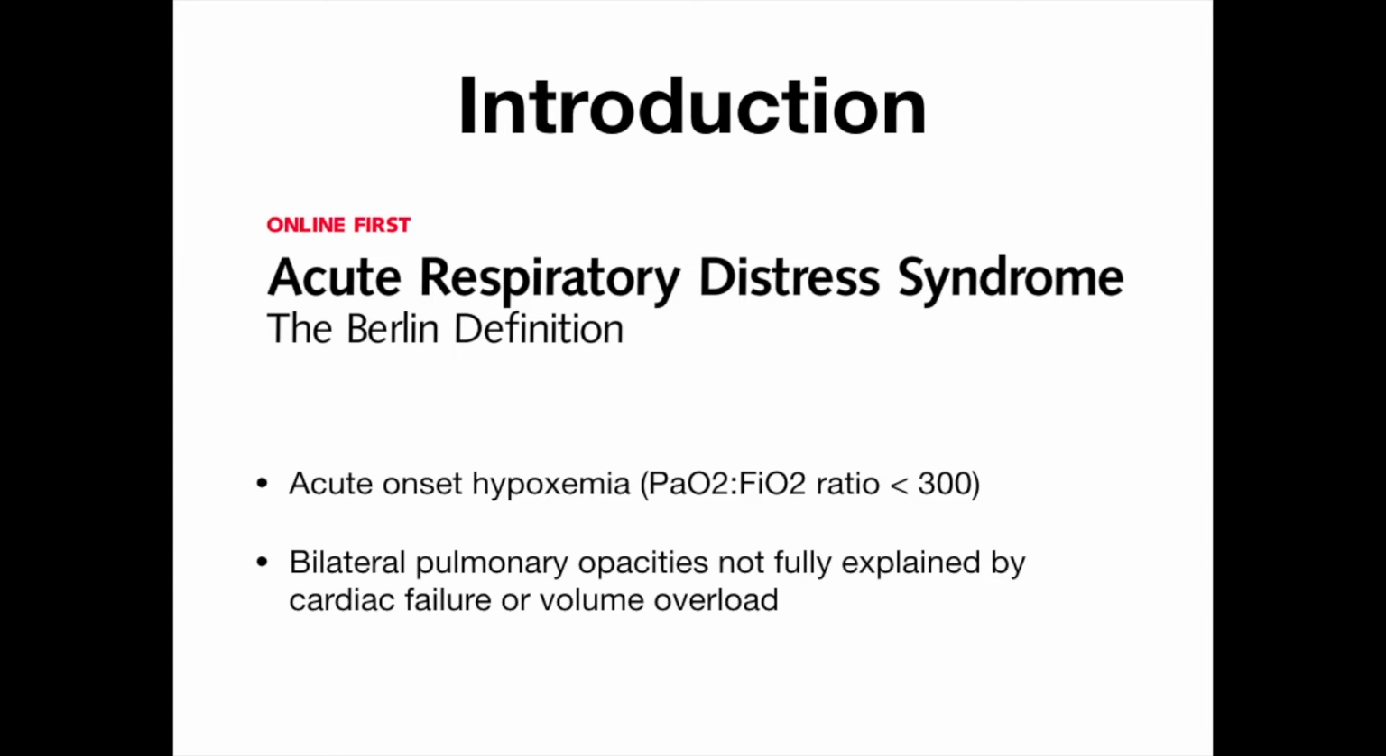The Berlin definition, which was published in 2012, defines ARDS as an acute onset hypoxemia, that is with a PF ratio less than 300, with bilateral pulmonary opacities not fully explained by cardiac failure or volume overload.